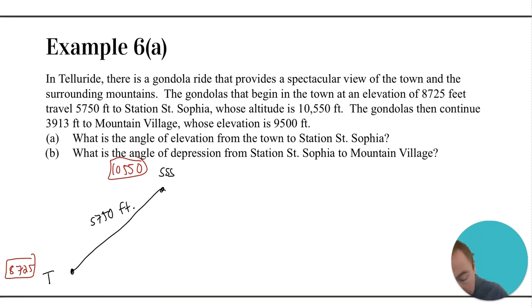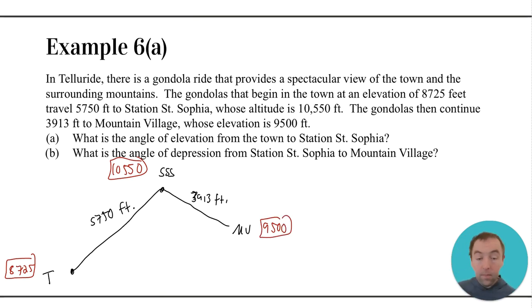And then you travel downwards a distance of 3,913 feet to get down to Mountain Village, and Mountain Village ends up being at an elevation of 9,500 feet above sea level. All right, so with this then, we want to find an angle of elevation from the town to SSS first, and then the angle of depression from SSS down to Mountain Village. So let's start with the first part, which is just the angle of elevation.